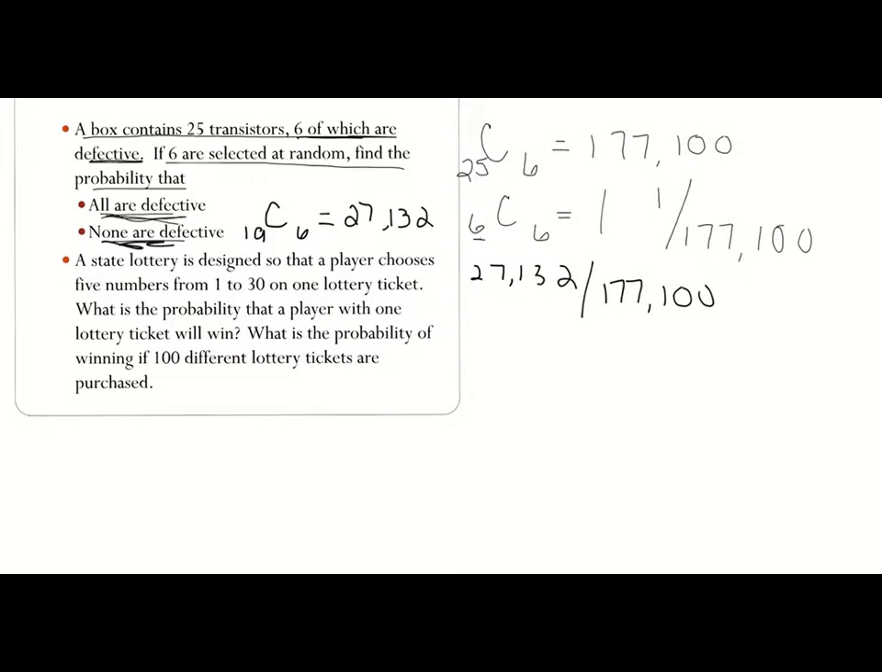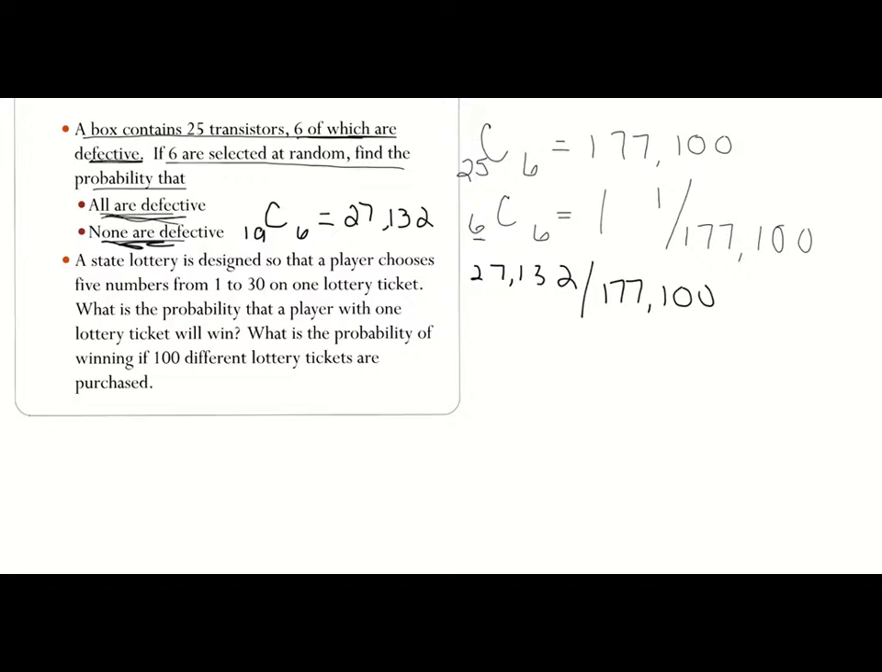Okay, and then our last one for this section is going to be a state lottery designed so that a player chooses 5 numbers from 1 to 30 on one lottery ticket. What is the probability that the player with one lottery ticket will win? And then what is the probability of winning if 100 lottery tickets are purchased? First, we have to figure out, well, how many ways can I pick 5 numbers if I have the numbers 1 to 30 on one lottery ticket?